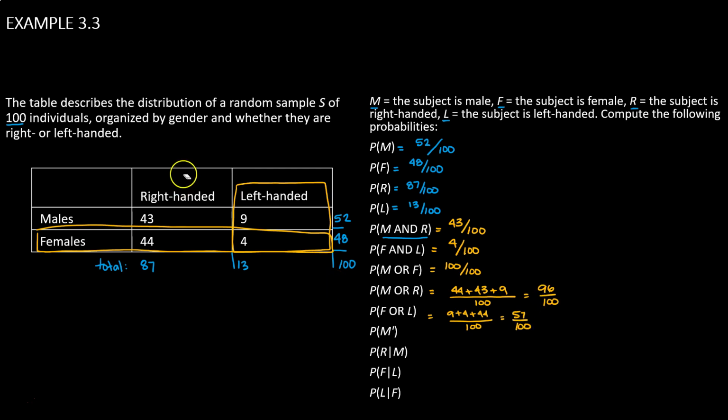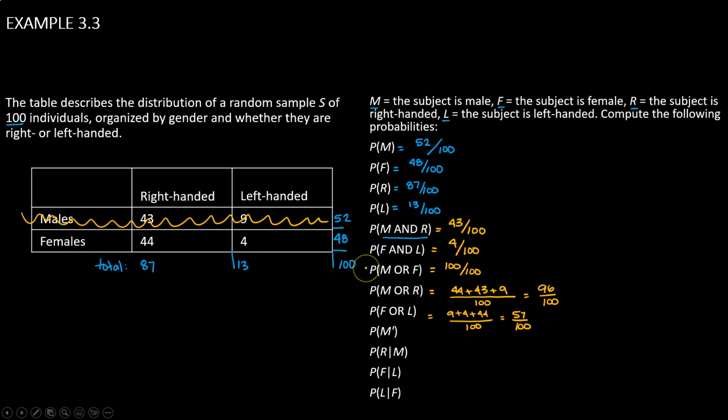Next, let's take a look at a complement. The complement of the M event, or the male complement group, is anybody who's not in the male row. So we could essentially just ignore anything that's in the male category, and that will show us how many possible outcomes there are for the complement. We know that the only people left in the study who are not in the male group are the females. Whether they're left or right-handed doesn't matter. So we're looking at both of these numbers here, the 44 and the 4, which is 48. So the probability of male complement would be 48 over 100.